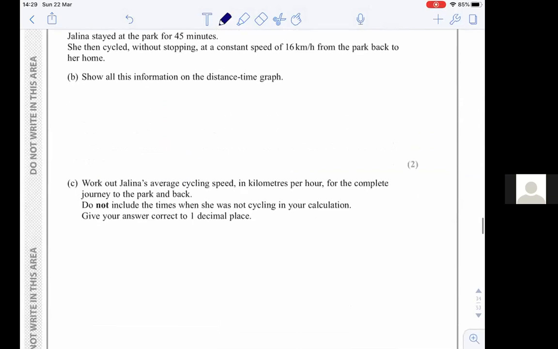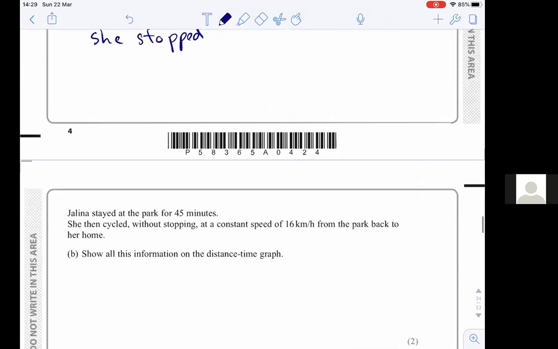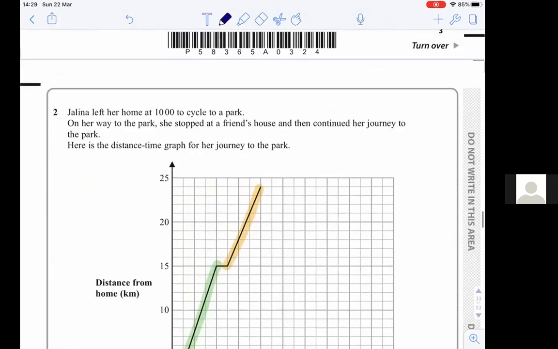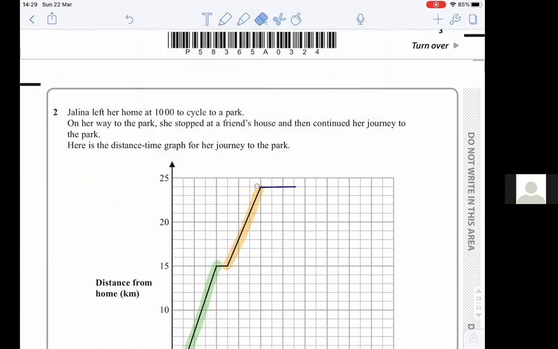Now, question 2b is saying she stayed in the park for 45 minutes, so that's going to result in a flat line for 45 minutes, which is 3 squares. Okay, something like that. Let me just get rid of this a little bit. Okay.